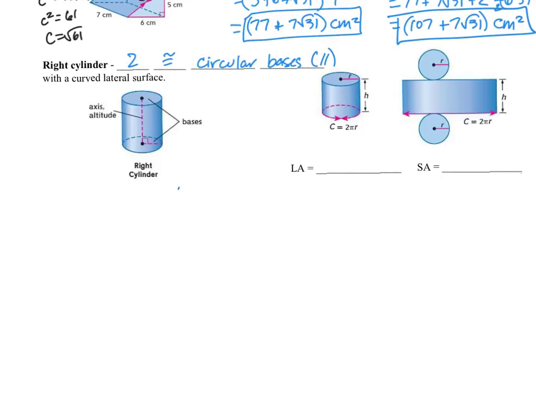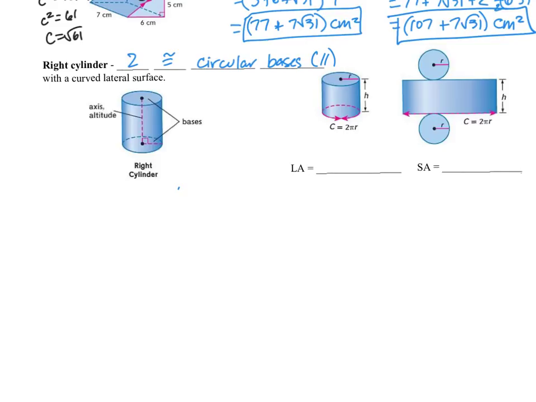Just like the bases of a prism are parallel, the bases of a cylinder are also going to be parallel. So we have these two circular parallel congruent bases, and then we have this curved surface area that would be the lateral part of the cylinder. So now let's talk about how to find that lateral area.